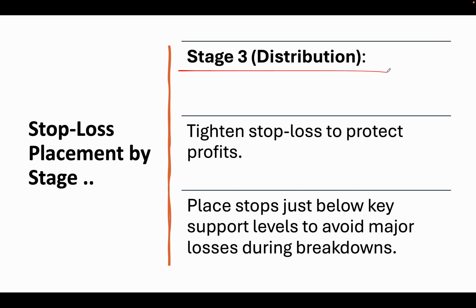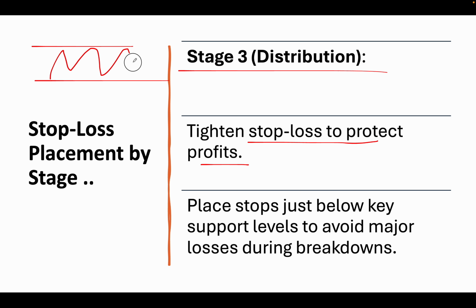So when the price moves up, you again increase the stop loss. In the stage 3 distribution stage, you have to put a very tight stop loss. So this is a stage 3. So in this stage you have to put a tight stop loss, because you have to protect your profits. You have already bought the stock in the stage 2 and now it is consolidating. So better you tighten your stop loss.